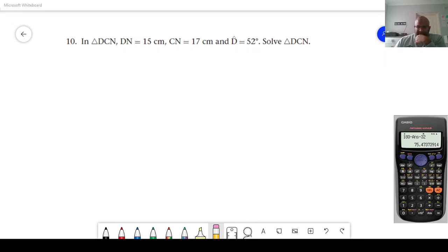Okay, so now we're looking at number 10. So we said in triangle DCN.